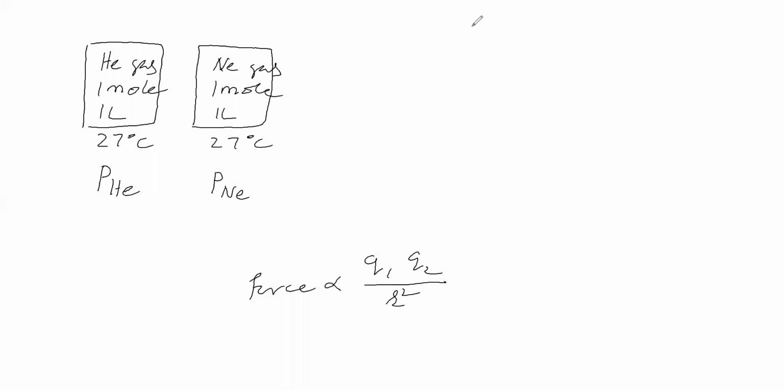You are taking two helium atoms. One helium atom like this, another helium atom like this. This helium atom's nucleus is present like this, and its electron cloud is present like this. It has electrons. Its nucleus is present like this, and its electron cloud is present like this.